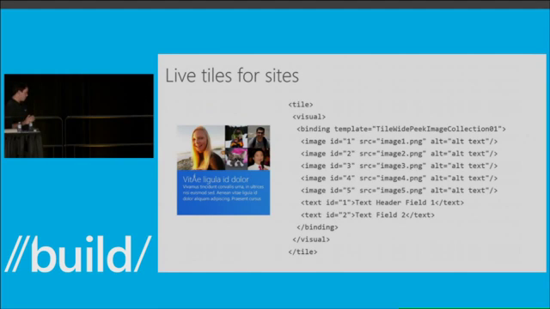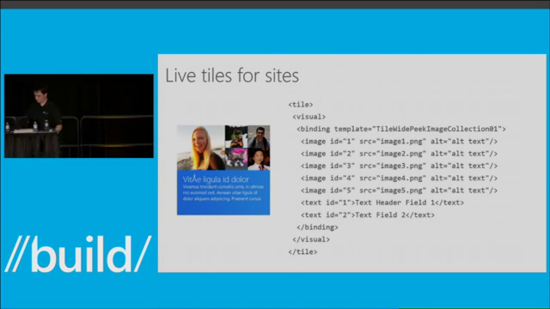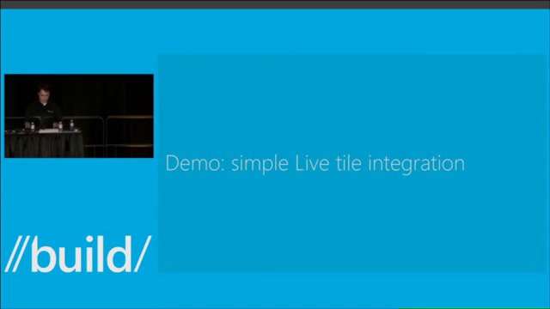This is an example of what the XML looks like that comes over the wire for an update. There's a number of different templates you can choose from. Same templates as available for apps. And it's very simple. This one here is called the Tile-Wide Peak Image Collection. I've got a series of images, as well as a headline and some additional text below it. It's very simple. So let's add a live tile.